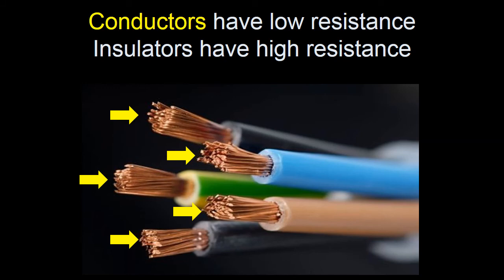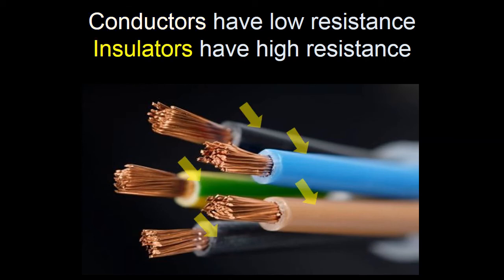Now, remember the idea also that conductors, like those guys, have a low amount of resistance, and insulators, like those guys there, they have a high amount of resistance. That's basically the idea of what makes a conductor and what makes an insulator an insulator. Insulators have lots of resistance. They don't let the electricity flow through them. Conductors have very little resistance. They let the electricity flow through them pretty quickly.